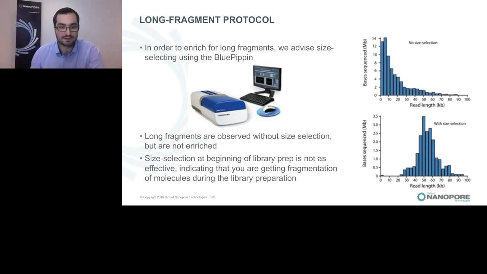In the graphs displayed on the right-hand side, we take a sample of extracted gDNA, it's E. coli in this case, and we prep two different libraries. Neither are fragmented, but one is not size selected, that's the upper graph, and one is size selected, that's the lower graph. And you can see the striking enrichment for long fragments in the lower plot. It's not to say that you don't get the long fragments without the size selection, but they are accompanied by an excess of shorter molecules.